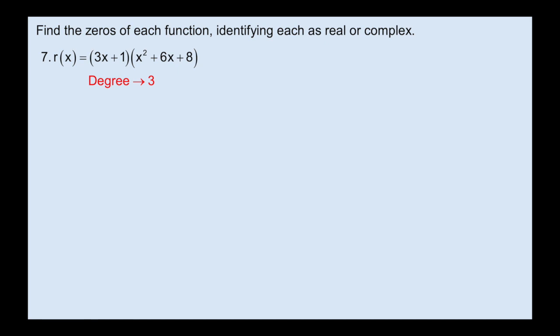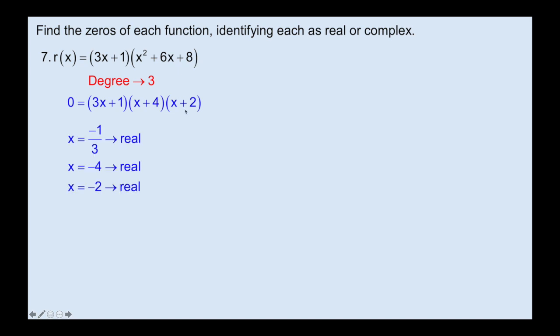Try number 7. And in number 7, this one is factorable. So 3x plus 1 stays 3x plus 1. This set of parentheses here gives us this. Now as I set each of those equal to 0, my solutions become -1/3, -4, and -2. And once again, those are all going to be real solutions.